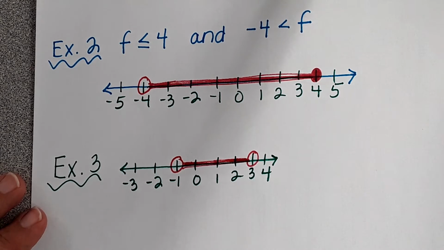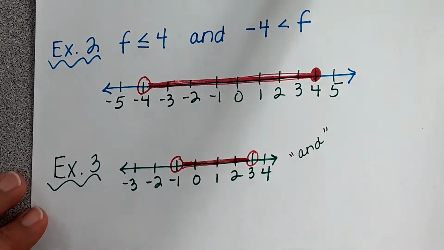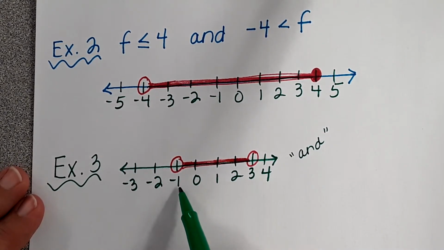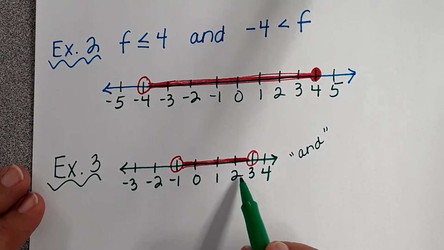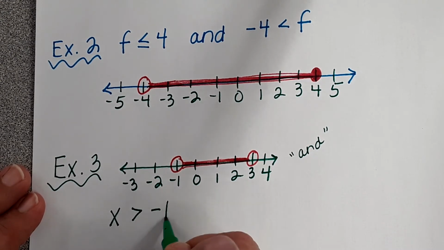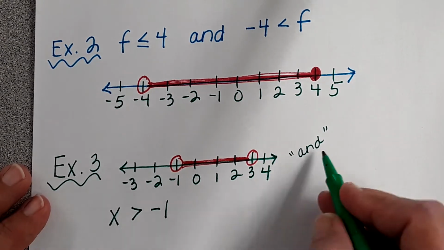Okay, so here is my question. It's shaded in between, so is that an AND or an OR? AND. So this is going to be an AND. There are two ways that you can write ANDs, and I'm going to show you both. So it started at -1. What does that mean? All these numbers are greater than -1. And do I put an open circle? Do I put a line underneath the inequality? No. You already told me it's an AND.